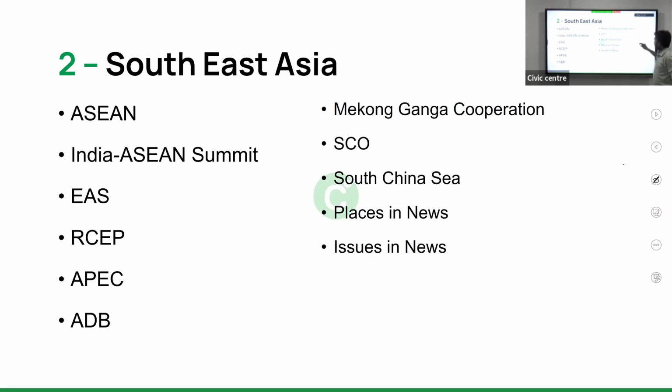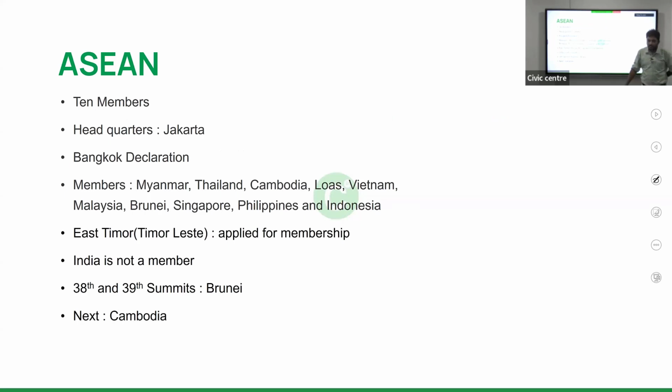When it comes to ASEAN, you should be aware of how many countries are there, and whether India is a member or not. ASEAN is an Association of Southeast Asian Nations. It consists of 10 members. Its headquarters is at Jakarta. The Bangkok Declaration is the founding document for the establishment of ASEAN.